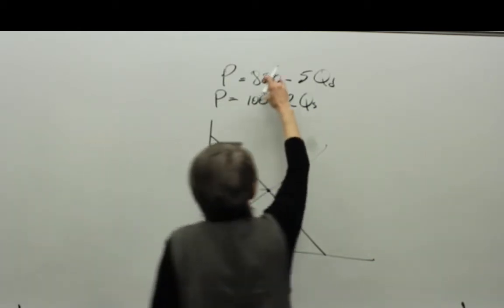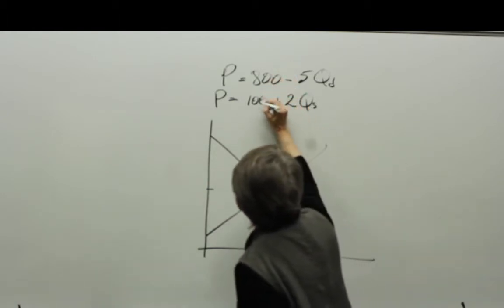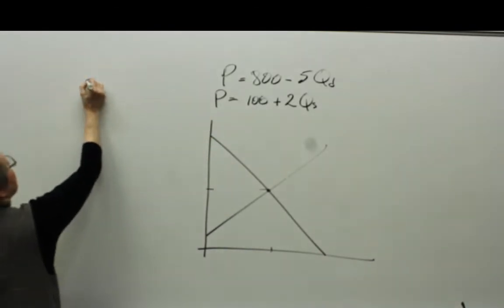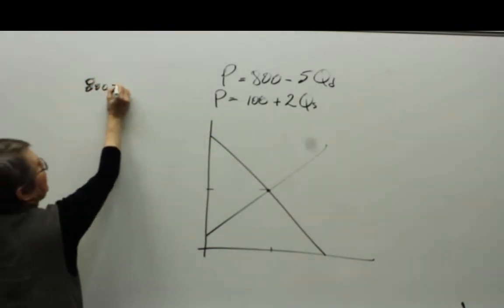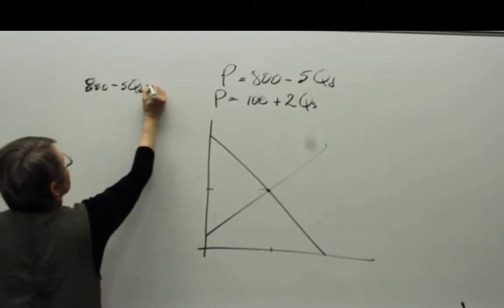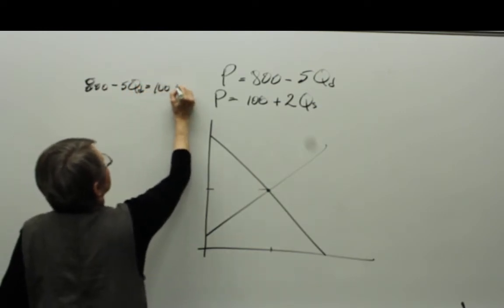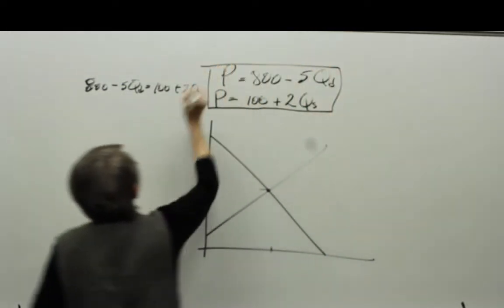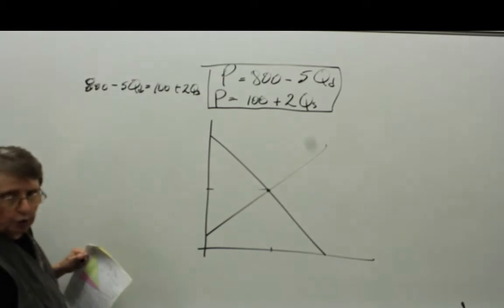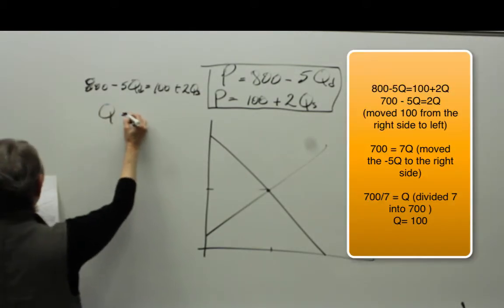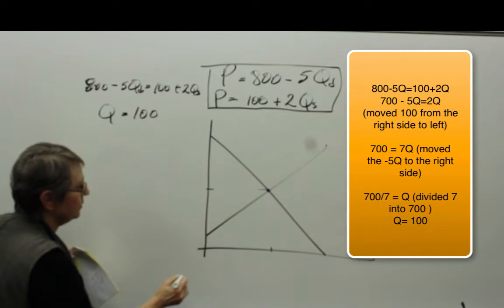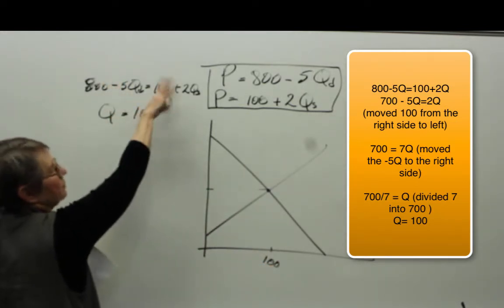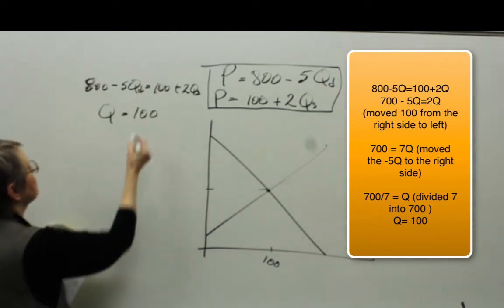And so we can do that just by setting these two equations equal to one another, which I will do right over here. 800 minus 5QD equals 100 plus 2QS. And so we can solve this for Q. And Q equals 100. So that means this is 100. Do this by just moving Q's to one side of the equation and numbers to the other.